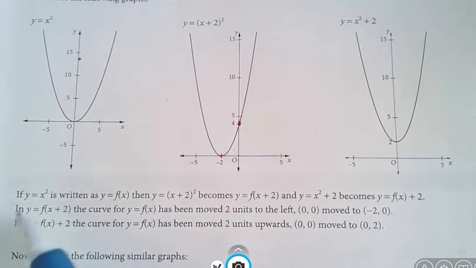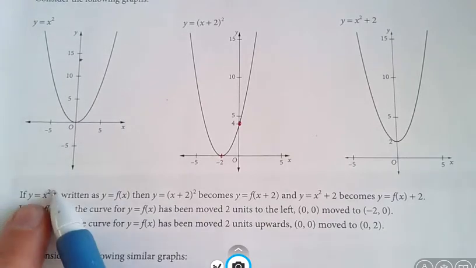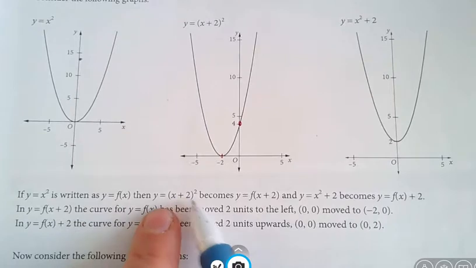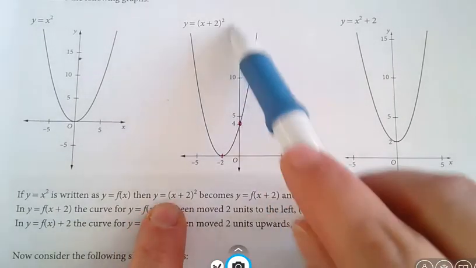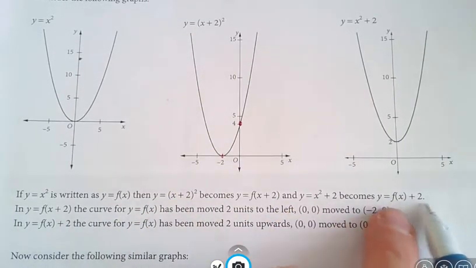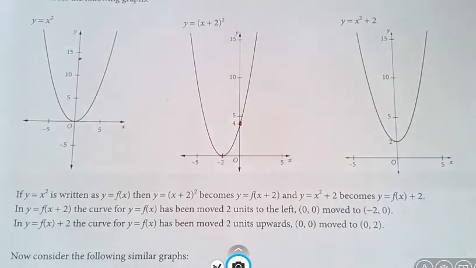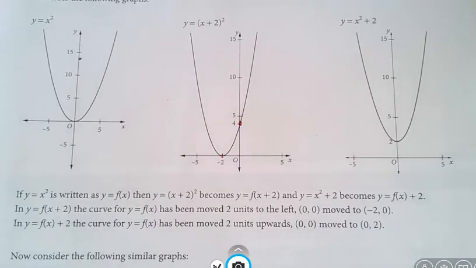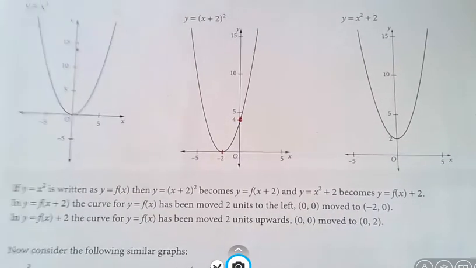Just having a look here. So this is y equals x squared. That's y equals function of x. You can see that this is the sideways shift. That's just your (x plus b) squared. And that's just your function of x plus c. Okay? Now, as we said, move 2 units to the left, and this one is moved 2 units upwards. We already know this from prelim.